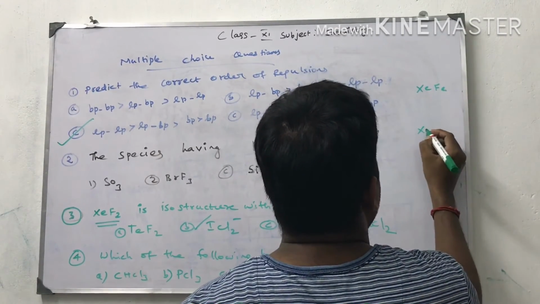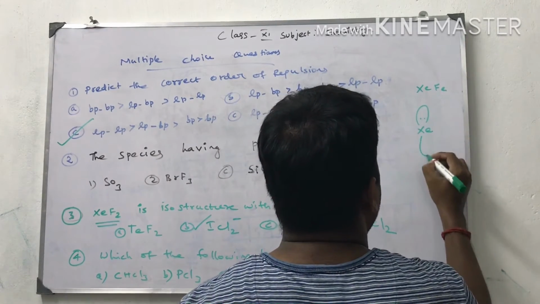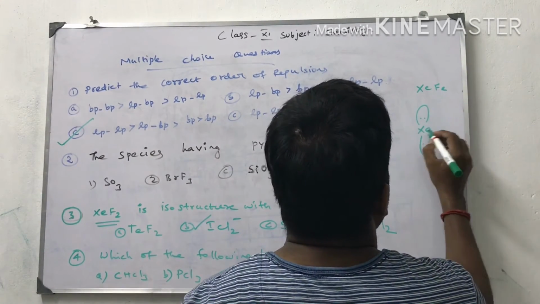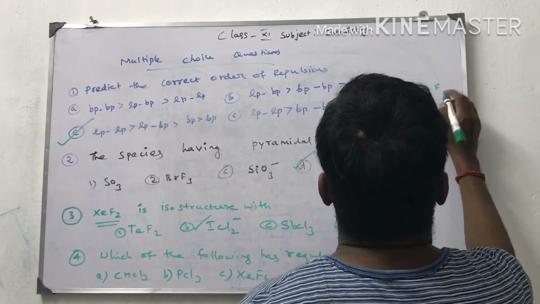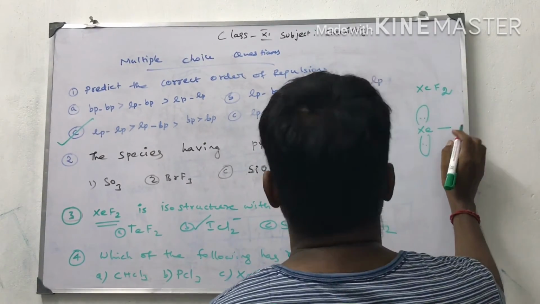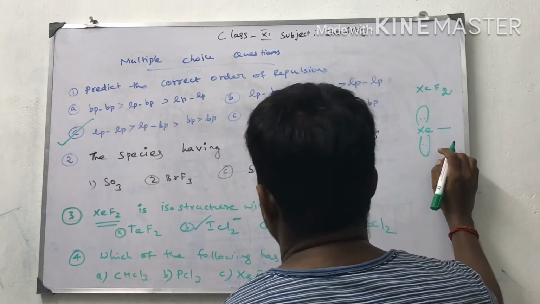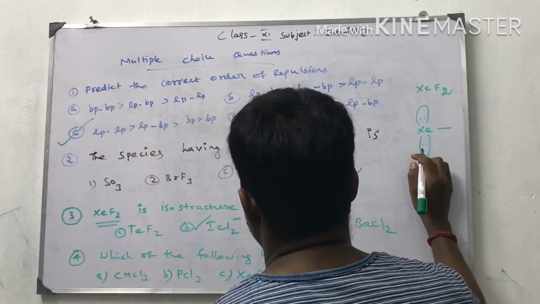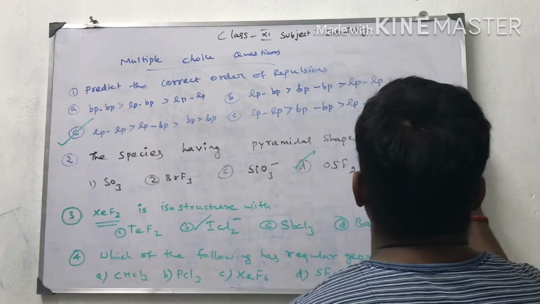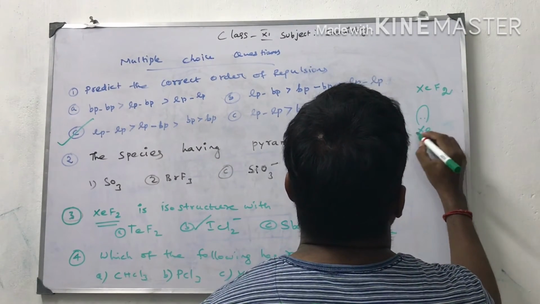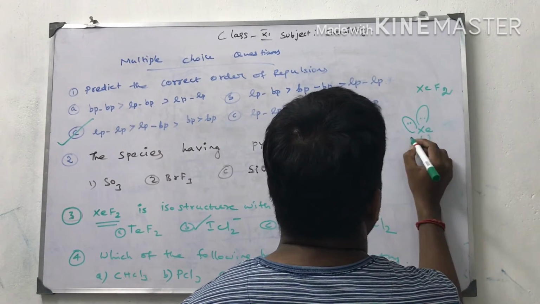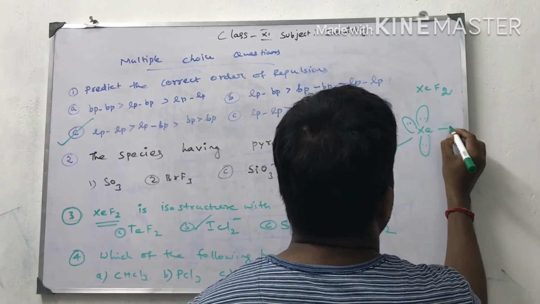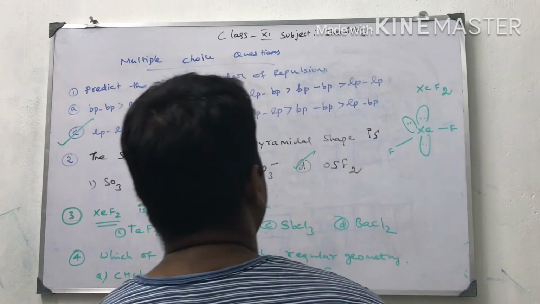HCF2. So 1, 2, 3, 4, fluorine, 2 fluorine atoms are there. HCF2 only. So, okay, isostructure, right? 7 electrons are there, minus 2, 4, 1 more electrons are there. So 6 electrons are there. Fluorine and this fluorine. This is the XeF2 structure.